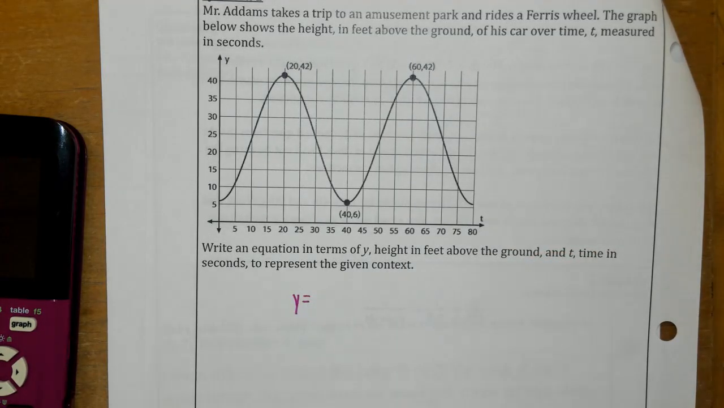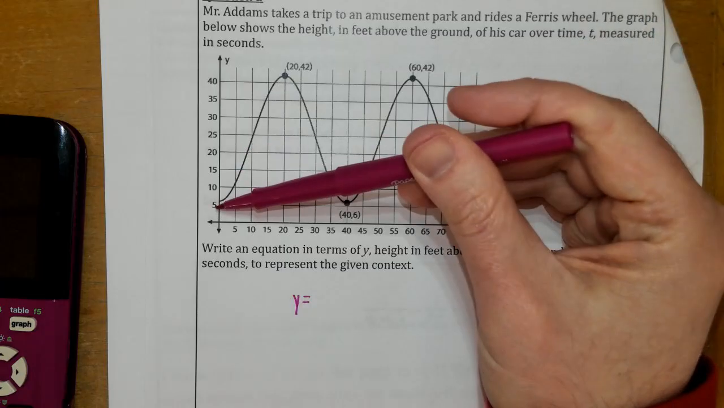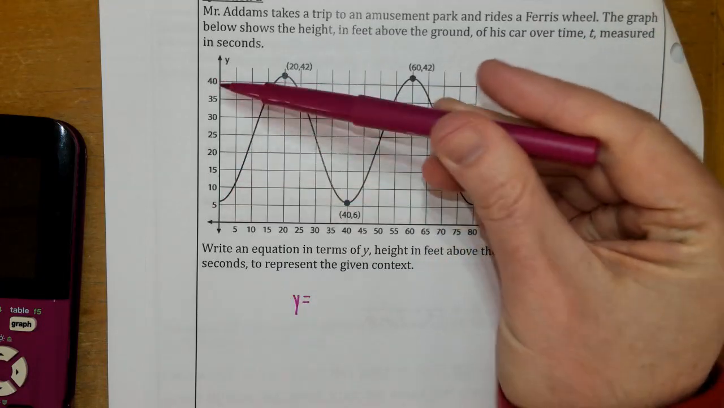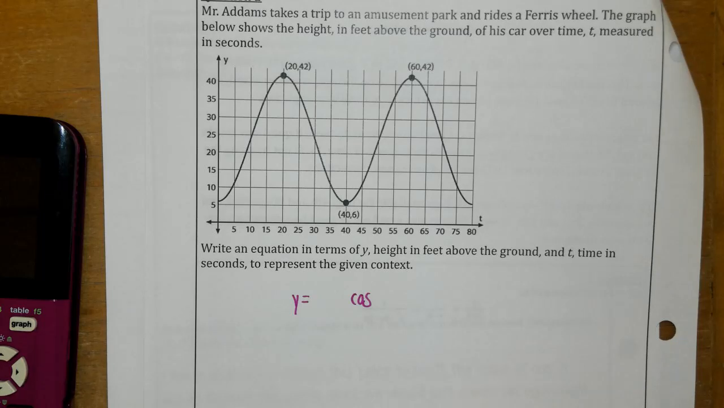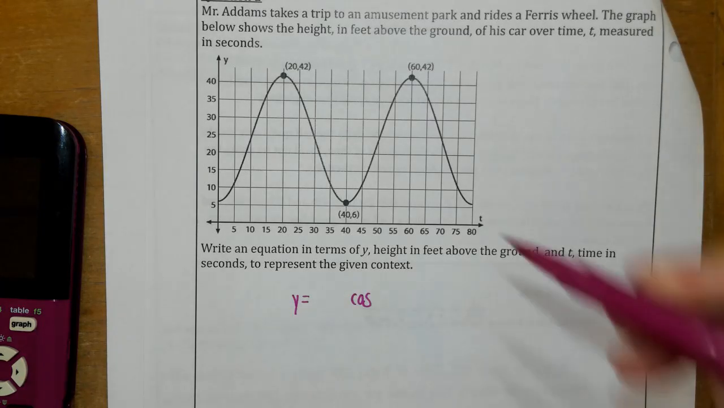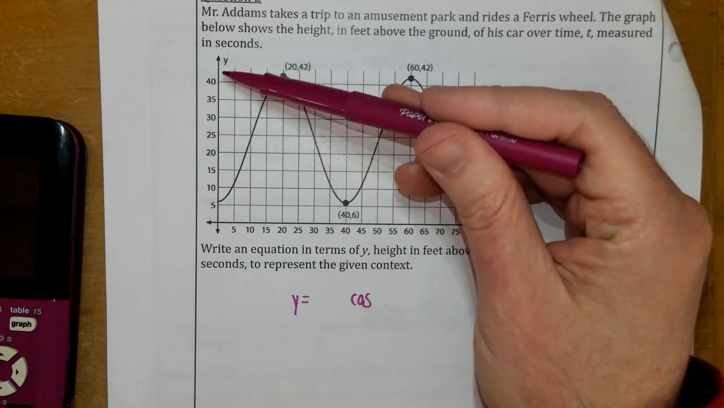To write the equation of a graph like this, we need to know if it's sine or cosine. Remember, sine starts at the midline, and cosine starts at the highest or lowest point. So this is a cosine graph. To write an equation, we need to know what the midline is.